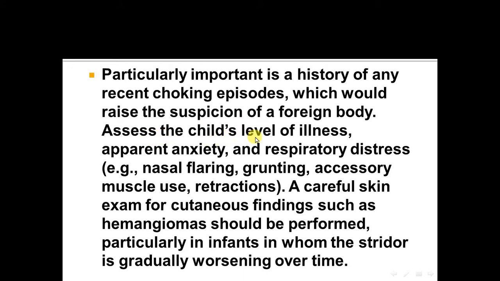Assess the child's level of illness, apparent anxiety, and respiratory distress like nasal flaring, grunting, accessory muscle use, and retractions. A careful skin exam for cutaneous findings such as hemangiomas should be performed, particularly in an infant in whom the stridor is gradually worsening over time.